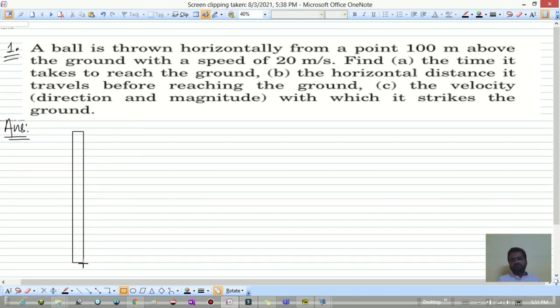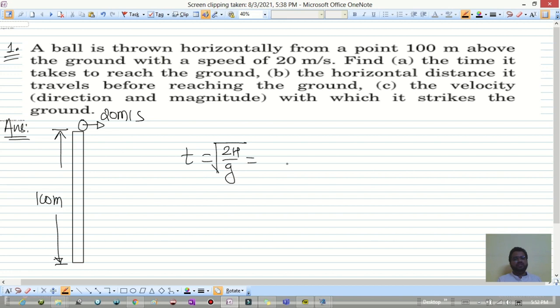So firstly, the ball is thrown from the top of the tower with velocity 20 meter per second, and the height of the tower is given, and that is 100 meter. So the time we have, and we know that time is equal to root 2h divided by g, which is equal to root of 2 into 100 divided by 10. So this 0 gets cancelled. We have 2 root 5 seconds is the time. So this is the first answer we have.